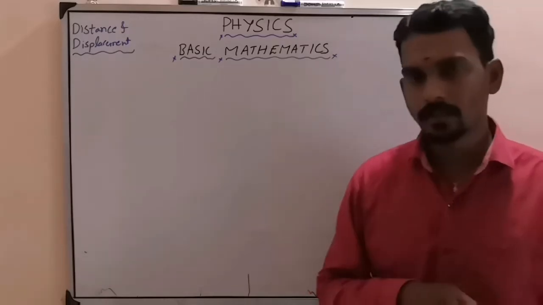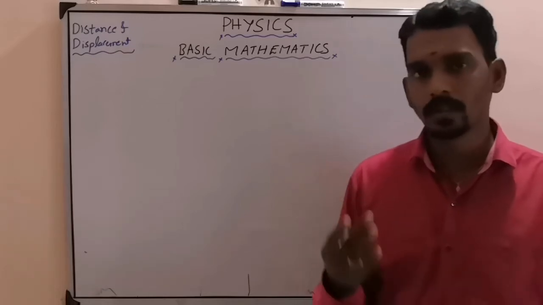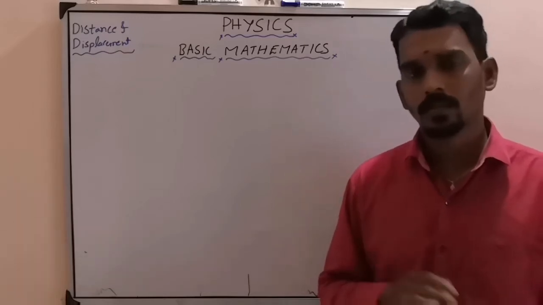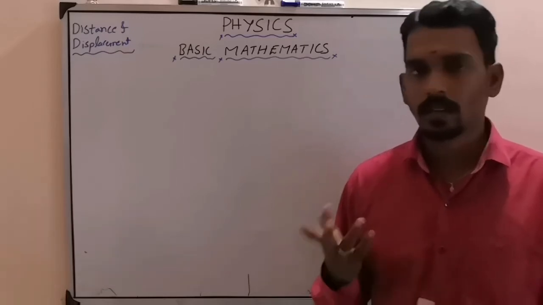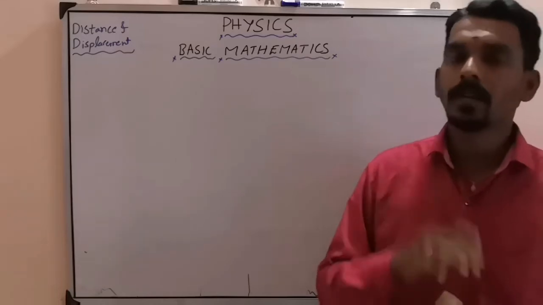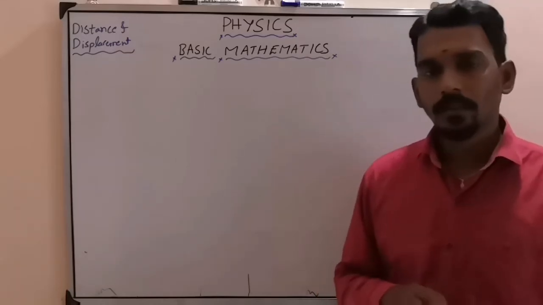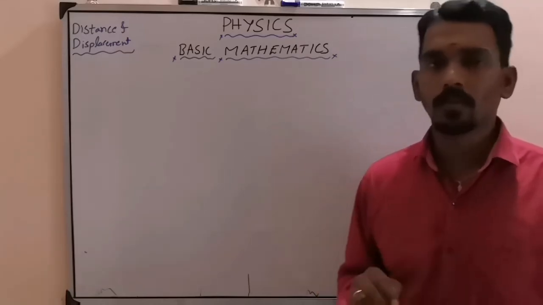Distance is very simple. First I said 3, then 4, then 12. So 7 plus 12, 19. But for displacement, you need to understand the question properly.